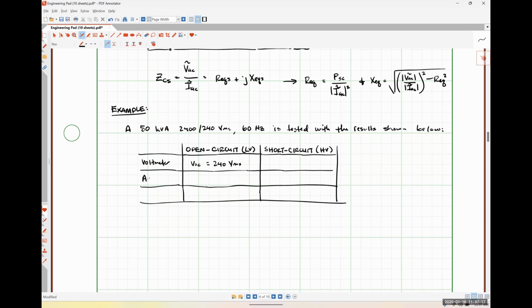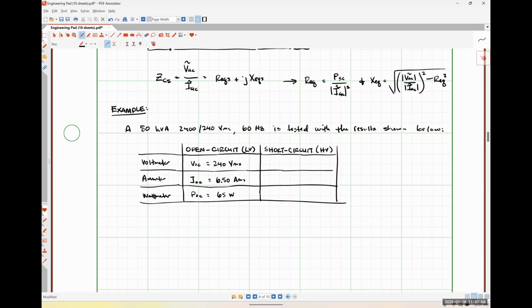Our ammeter, what was that? Is that an A or an O? This is an O because I'm calling it an open circuit current. This is going to be IOC, so this is just the result of the open circuit test. Let's say that this was 6.50 amps RMS. And lastly, for our watt meter, our open circuit power was measured to be 65 watts.